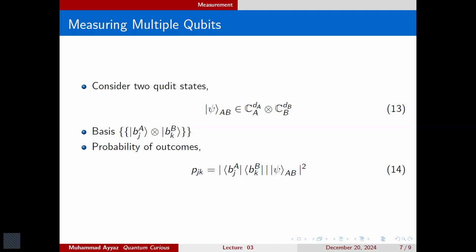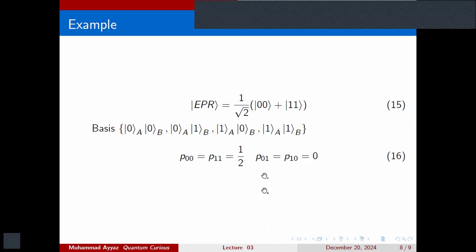Taking the inner product of the given basis with the composite state gives us the associated probabilities of those outcomes, and the probability associated with that measurement. It could be explained by a simple example.